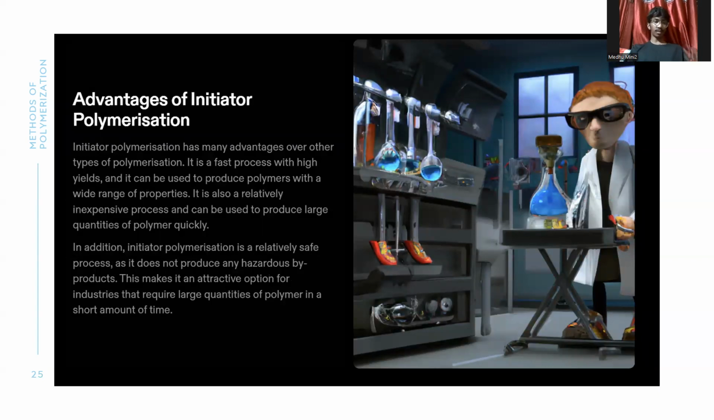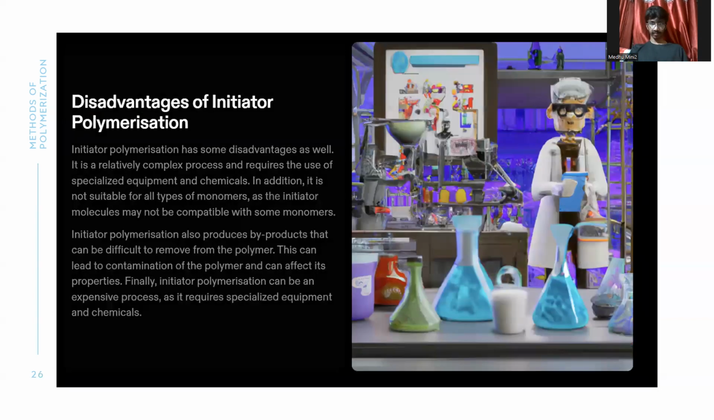Advantages of initiated polymerization. Initiated polymerization has many advantages over other types of polymerization. It is a fast process with high yields, and it can be used to produce polymers with a wide range of properties. It is also a relatively inexpensive process and can be used to produce large quantities of polymer quickly. In addition, initiated polymerization is a relatively safe process as it does not produce any hazardous byproducts. This makes it an attractive option for industries that require large quantities of polymer in a short amount of time.